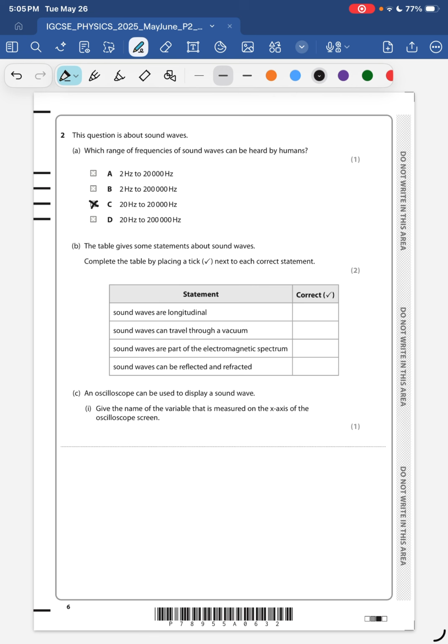Part B. The table gives some measurements about sound waves. Complete the table by placing a tick next to each correct statement. Sound waves are longitudinal. They are, because they are compressions of air and rarefactions of air. Sound waves can travel through a vacuum.